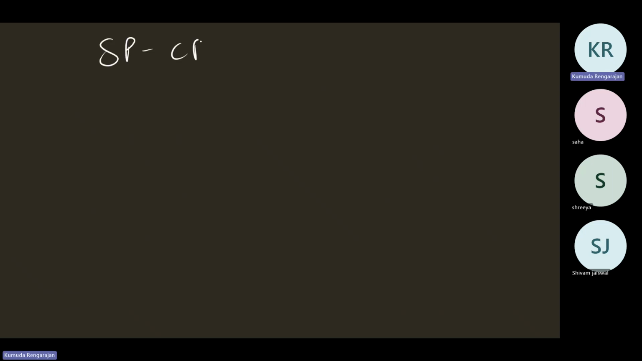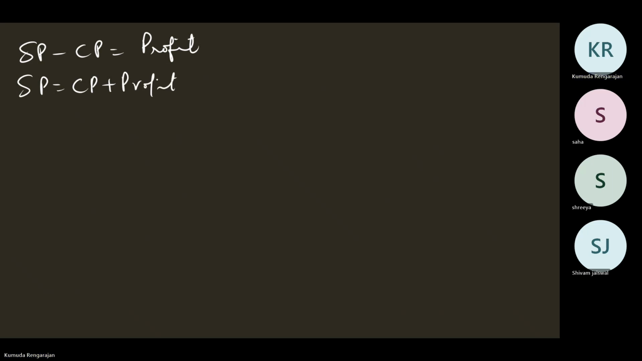SP minus CP is equal to profit. I'm doing the same thing again. SP minus CP is equal to profit. So just transpose. So what is SP? Take this to the other side. It will be CP plus profit. SP is equal to CP plus profit.